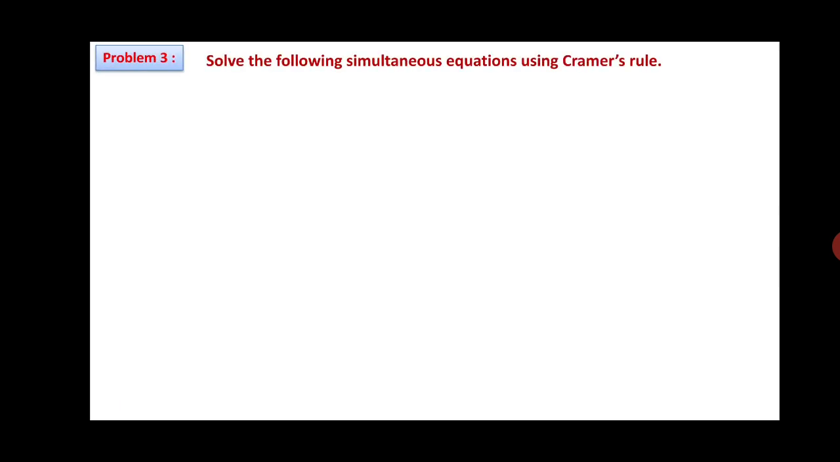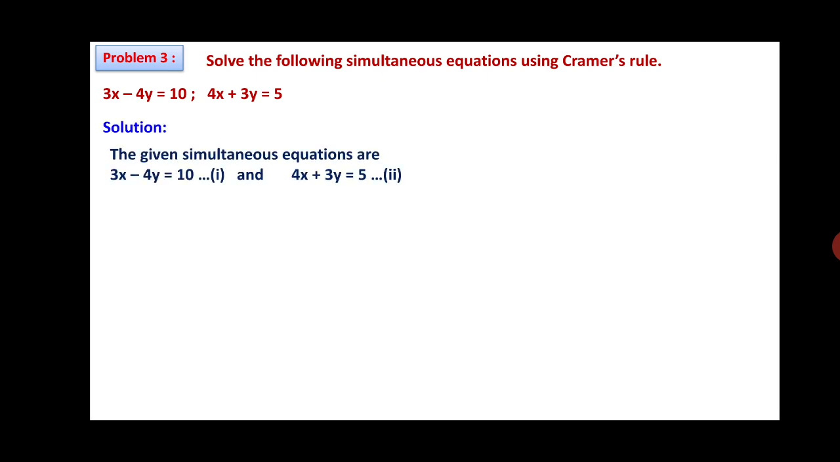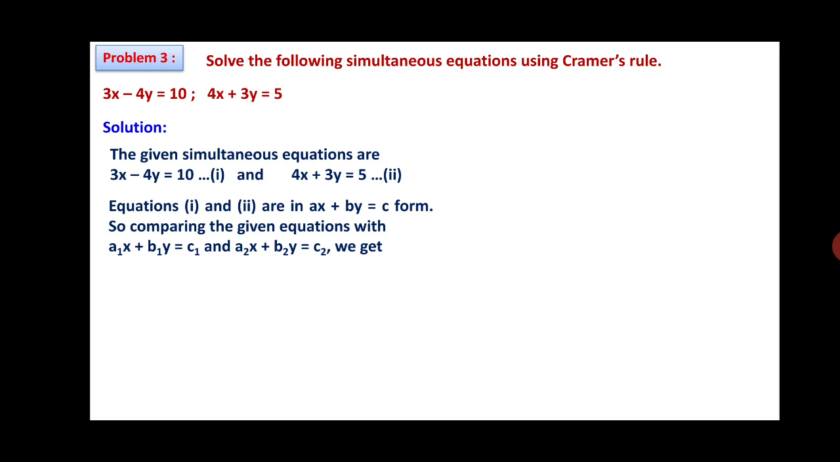Now let us see one more problem. Solve the following simultaneous equations using Cramer's rule. 3x minus 4y is equal to 10 and 4x plus 3y is equal to 5. These are the given two simultaneous equations. Equation 1 is 3x minus 4y is equal to 10 and equation 2 is 4x plus 3y is equal to 5. Equations 1 and 2 are in the form of ax plus by is equal to c. Comparing with a1x plus b1y is equal to c1 and a2x plus b2y is equal to c2, we get a1 is equal to 3, b1 is equal to -4, c1 is equal to 10 and a2 is equal to 4, b2 is equal to 3 and c2 is equal to 5.